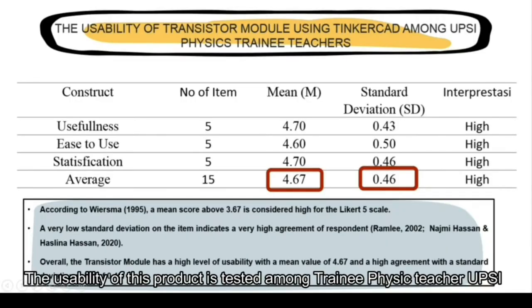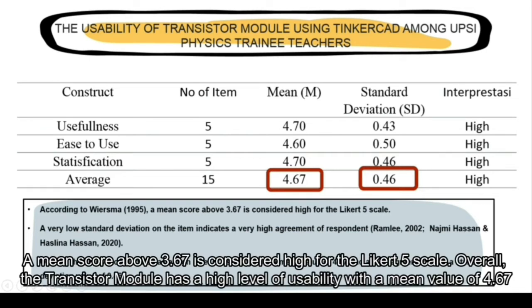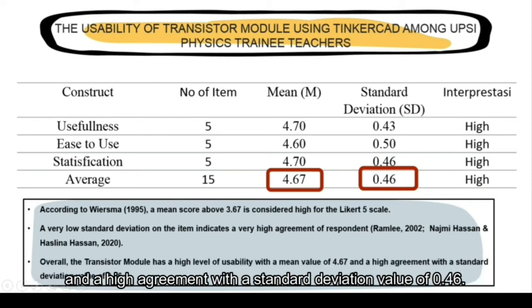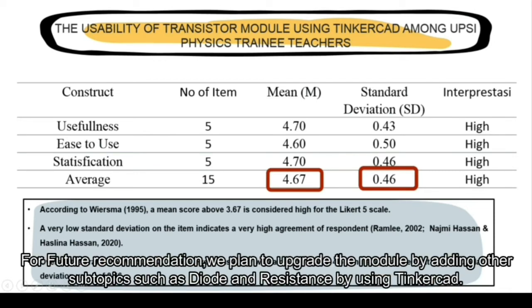The usability of this product was tested among 20 physics teachers from UPSI. A mean score above 3.67 is considered high for the Likert 5 scale. Overall, the transistor module has a high level of usability with a mean value of 4.67 and a high agreement with a standard deviation of 0.46.